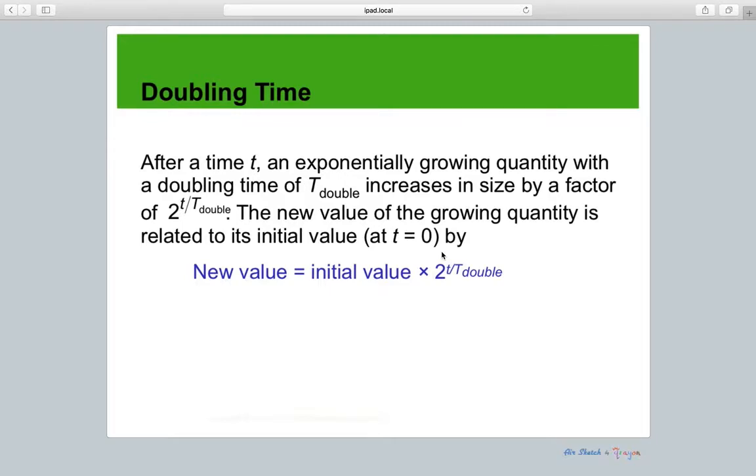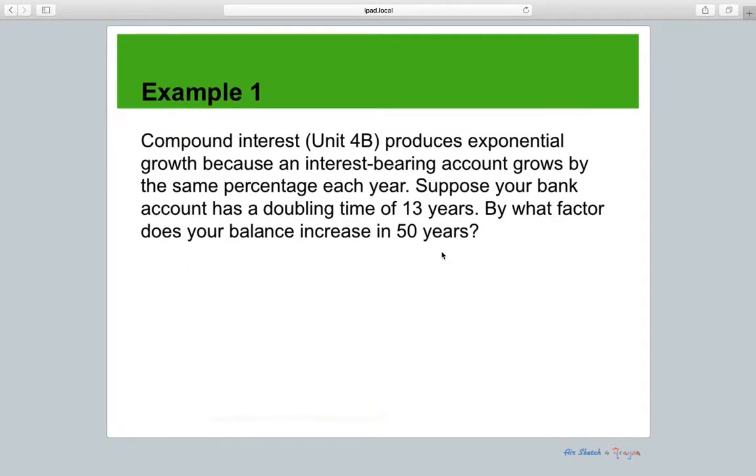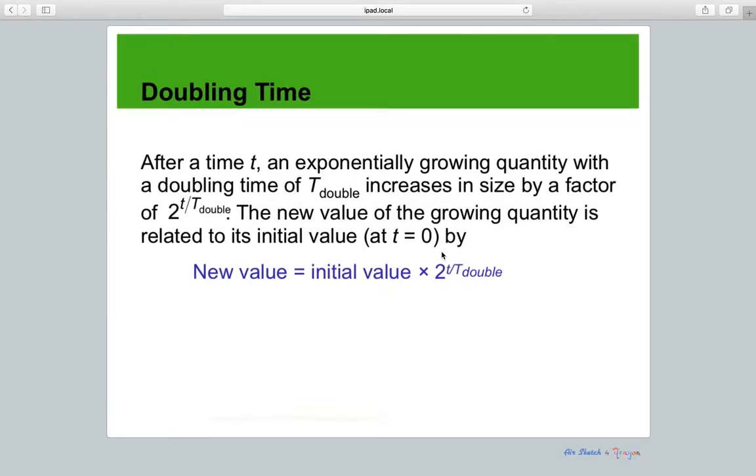All right, so we're going to apply that formula. Compound interest produces an exponential growth because an interest-bearing account grows by the same percentage each year. Suppose your bank account has a doubling time of 13 years. By what factor does your balance increase in 50 years? They're not asking for a new value, they're just asking by what factor it increases. So we only need part of that formula, which is this piece, the 2 to the t over T double.